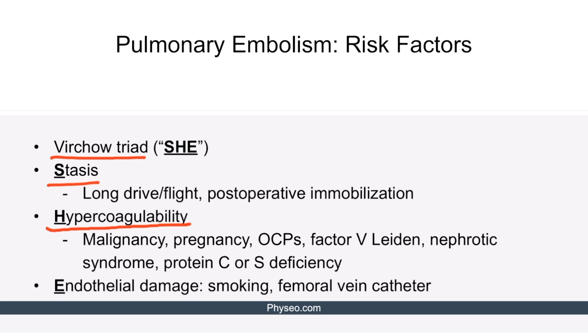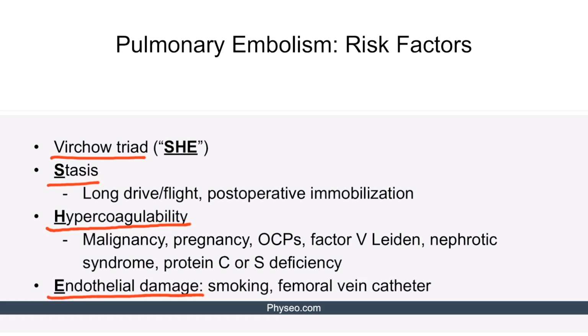Protein C or protein S deficiency can also lead to pulmonary embolism because they normally inactivate factors 5A and 8A. Therefore, protein C or S deficiency will disinhibit these coagulation factors. Finally, E stands for endothelial damage. Endothelial damage can expose subendothelial collagen and initiate the coagulation cascade.